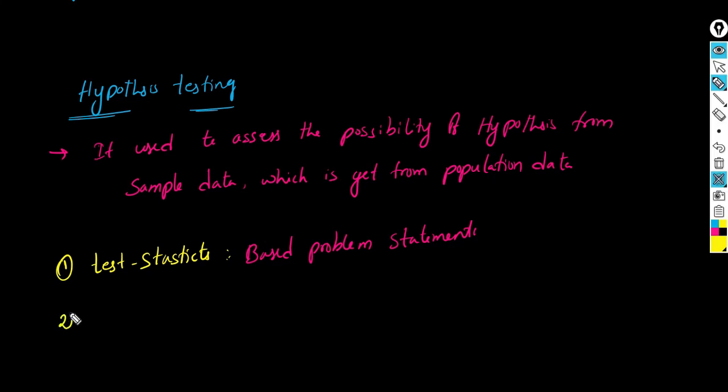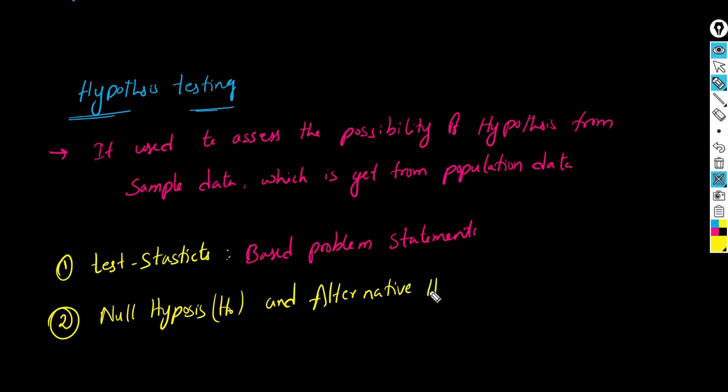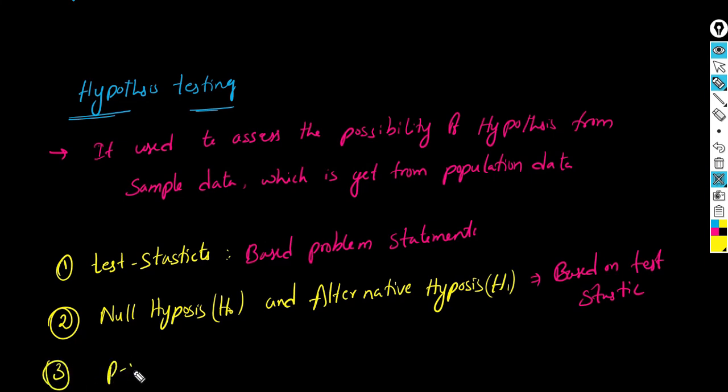And in the next step, we are going to consider the null hypothesis and the alternative hypothesis H1 by using the test statistic. These two we will consider based on the test statistic. And at the third stage we are going to find the p-value. Here the p-value is going to give the probability of observing the data if the null hypothesis is true.